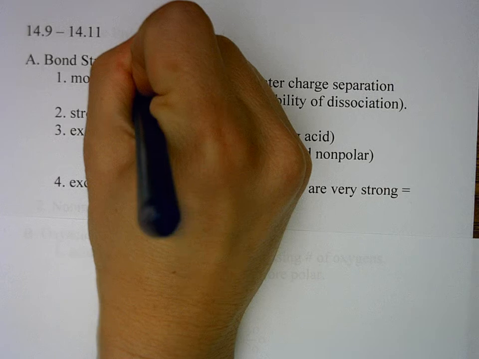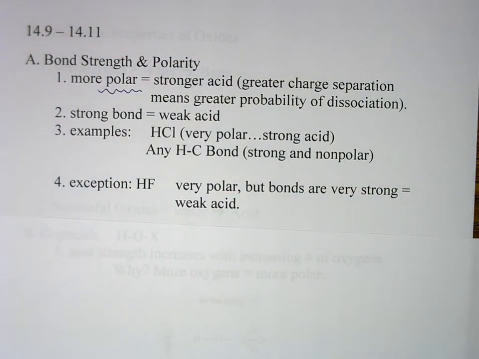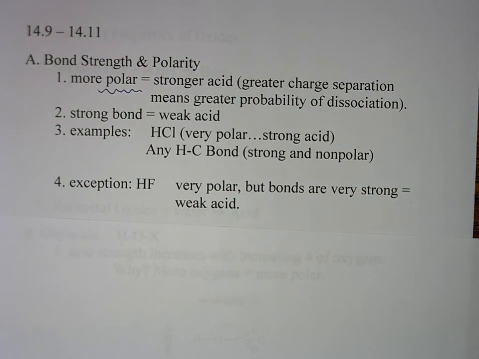Okay, polarity is related to acid strength because if a molecule is more polar, it means that the charges have a greater separation. So the positive end is more positive and the negative end is more negative. The electronegative side of the polar molecule is pulling on the electrons so much that it's almost going to pull them away, but not quite.